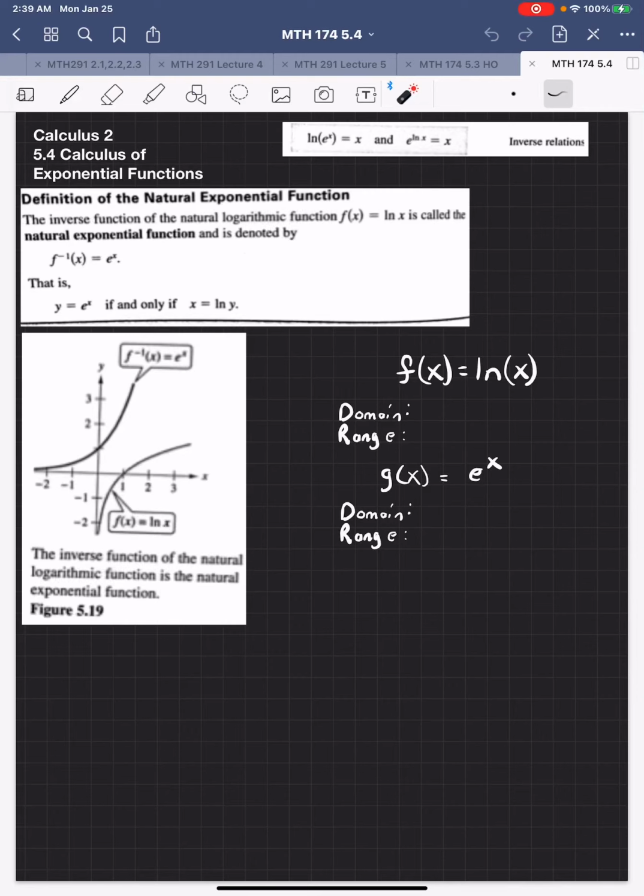So welcome back. We are in section 4, chapter 5, and we're going to talk a little bit about the calculus of exponential functions. Now, as an aside, and there will be lots of asides in this lecture, I want to point out a couple things.